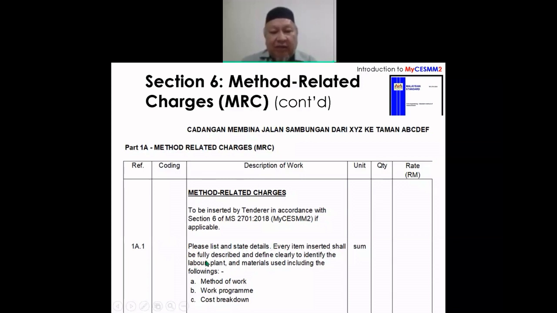Every item inserted shall be fully described and defined clearly to identify the labor, plant, and material used, including the following: method of work, work program, cost breakdown. Okay, what is this all about? What is this all about? I give you an example. Let's say there's a tender for a sewage treatment plant.